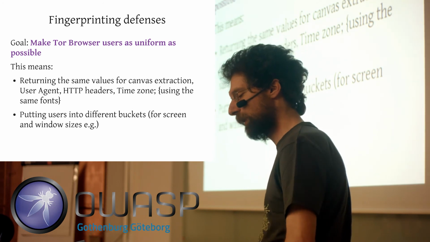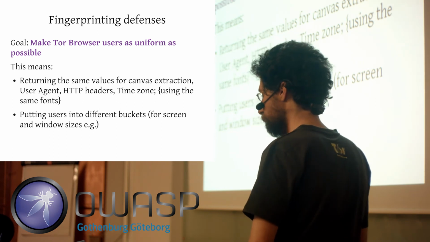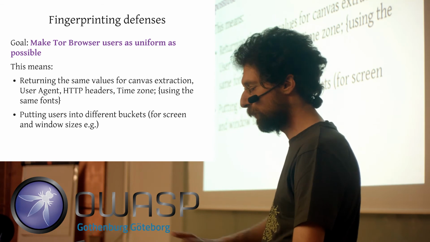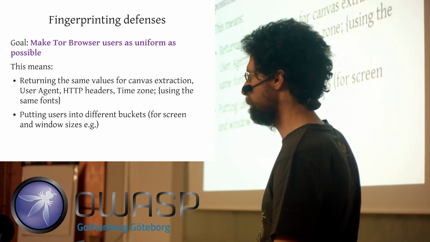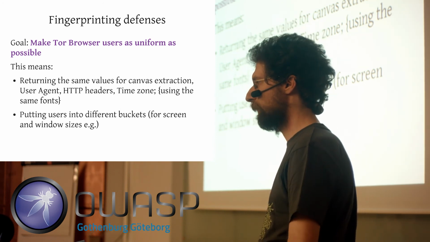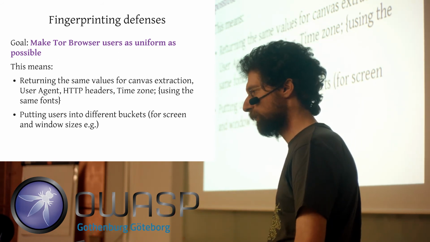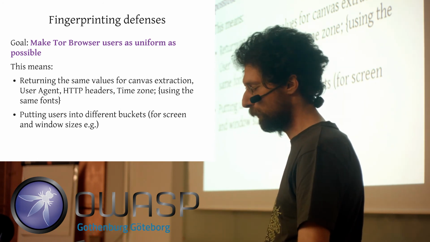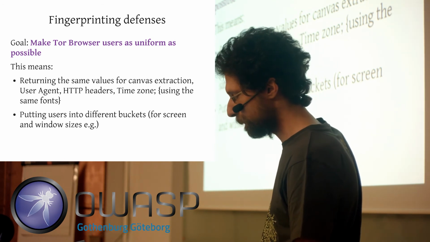So if this is not working, then what are we going to do? First we try to put users in different buckets, you can say, like in different groups. This happens, for instance, for the screen and window sizes. So if you're starting a Tor browser, we are rounding your window sizes to a multiple of 200 and 100. This gives a bunch of different buckets, which hopefully has a lot of users in each of these buckets in order to make it much harder to single users out based on their screen sizes.